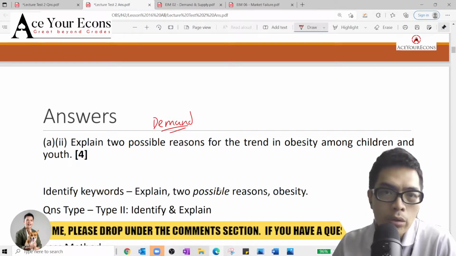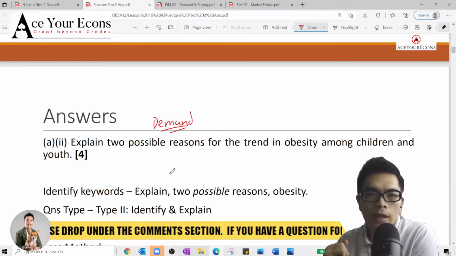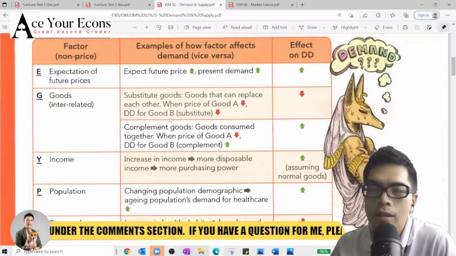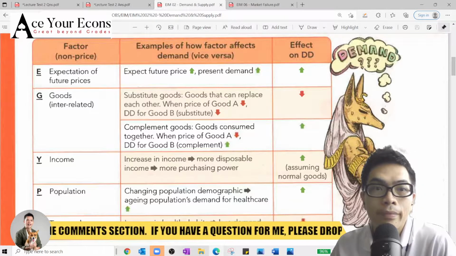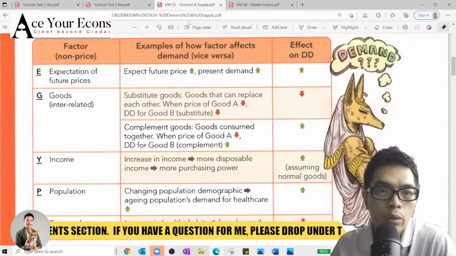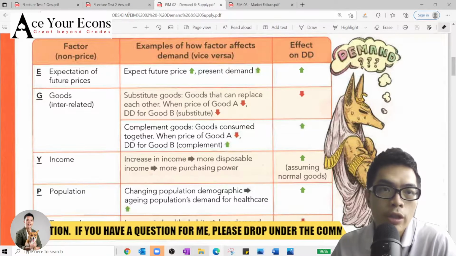Okay, so I want you to check your answer. It should consist of a few things. Number one, it should consist of any of these alphabets here. Number two, it should relate to an increase in demand. So check whether these two conditions are fulfilled.